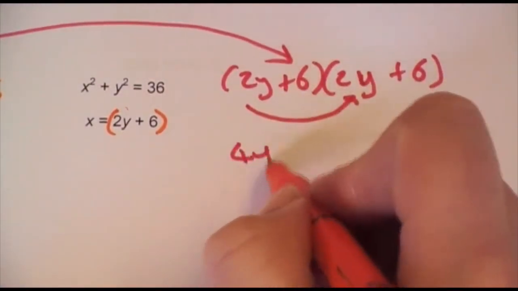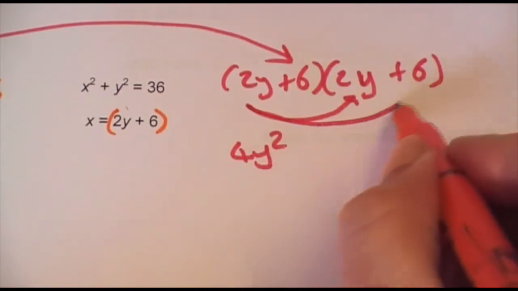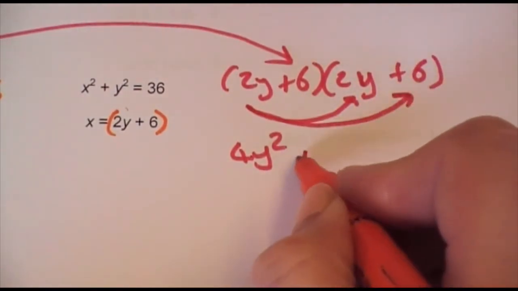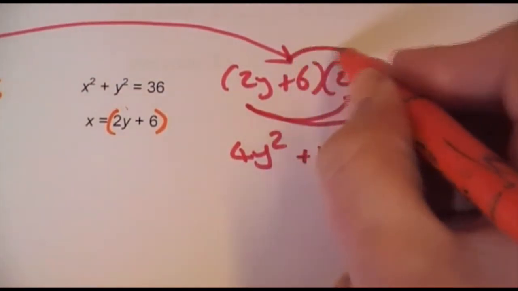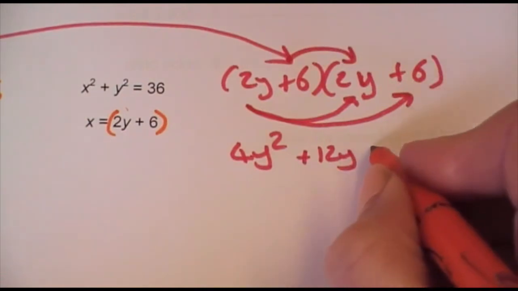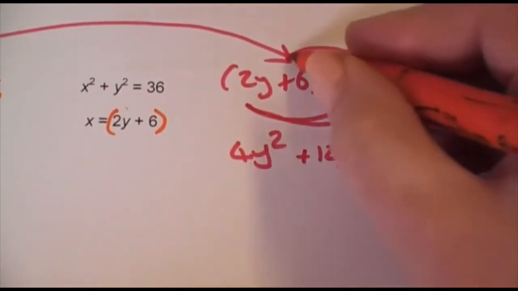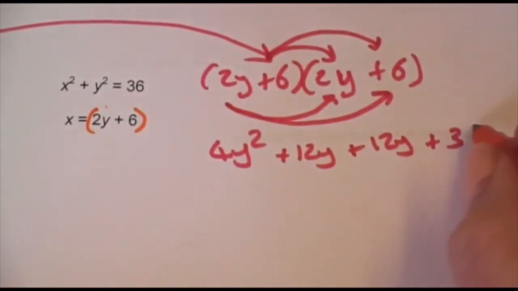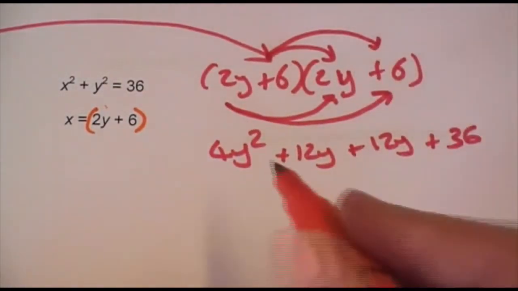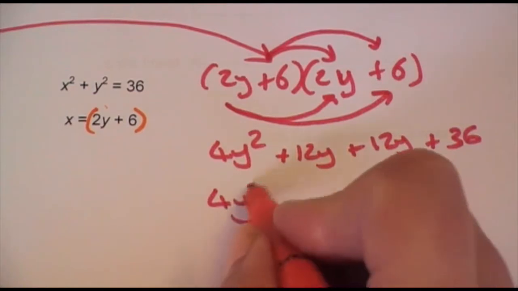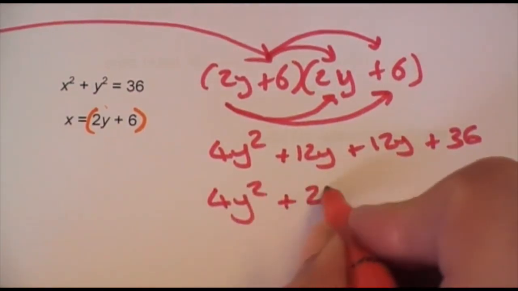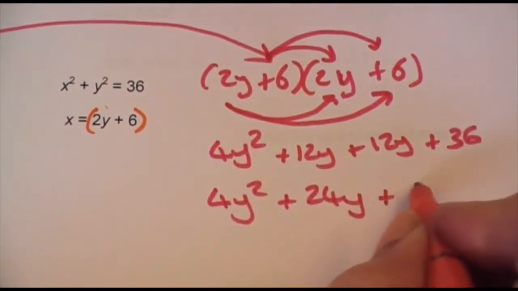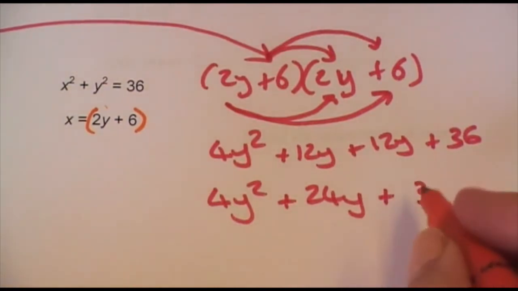2y times 2y is 4y squared. 2y times positive 6 is positive 12y. 6 times 2y is positive 12y. And 6 times 6 is positive 36. I'm going to collect and simplify. That gives me 4y squared plus 24y plus 36.